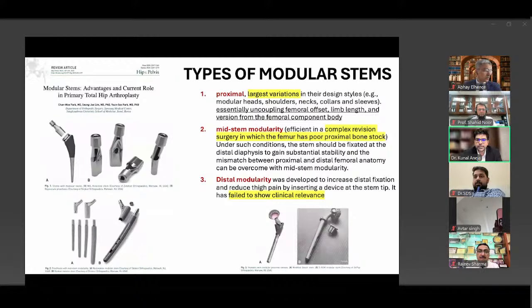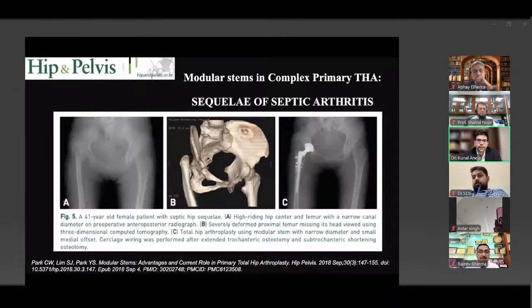There are basically three types of modularity in the femoral stems, the proximal being the largest variation, which we are using day in, day out. They are modular heads, shoulders, necks, collars, and sleeves. Second is the mid-stem modularity for complex cases in which we have a stem which achieves a scratch fit in the diaphysis, and then the proximal part is built on it. And the distal modularity has failed to show clinical relevance, so we'll move on with this.